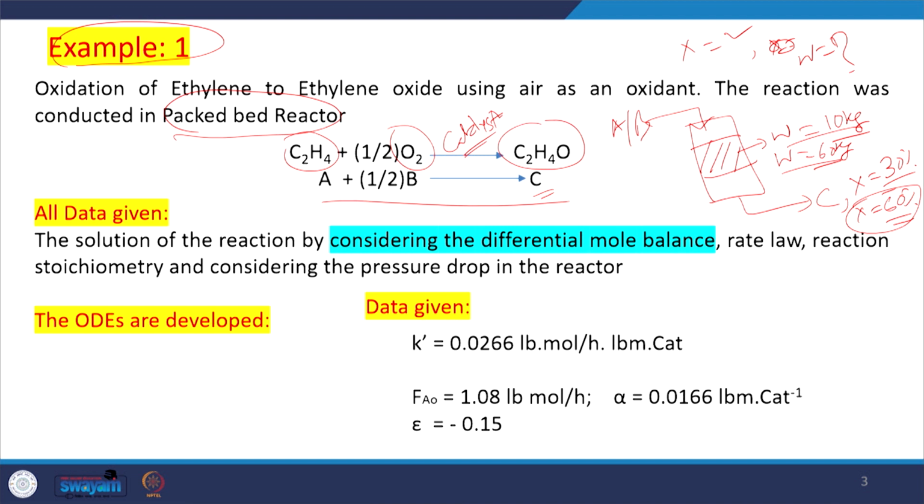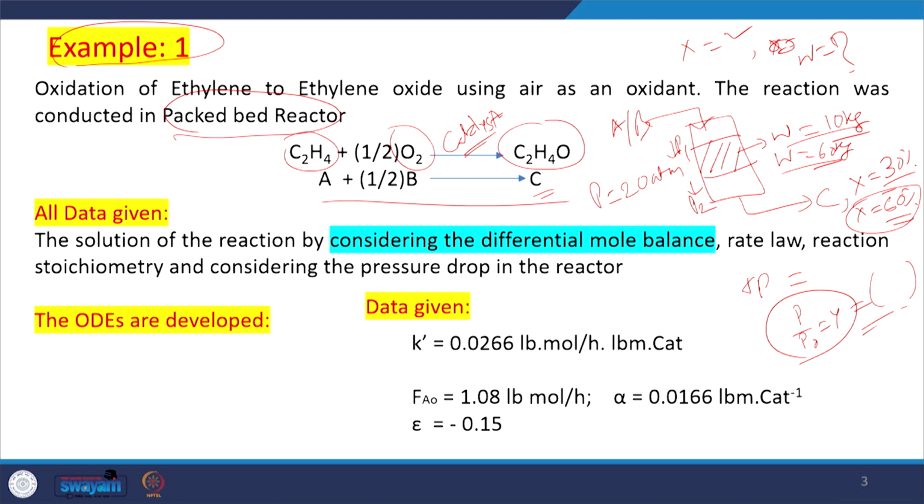Pressure drop is also there in packed bed reactors. If the reaction takes place at, let us say, 280 atm, there might be a pressure drop, so delta P would be there. So P by P naught equals y. This type of equation we derived in our earlier class, by considering the Ergun equation.